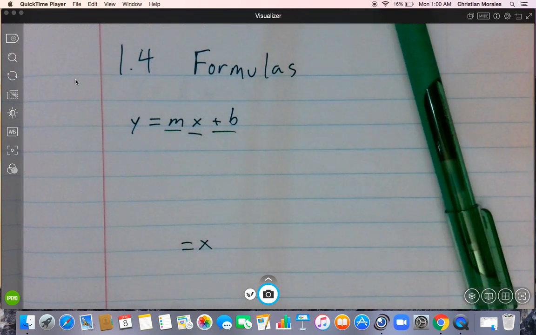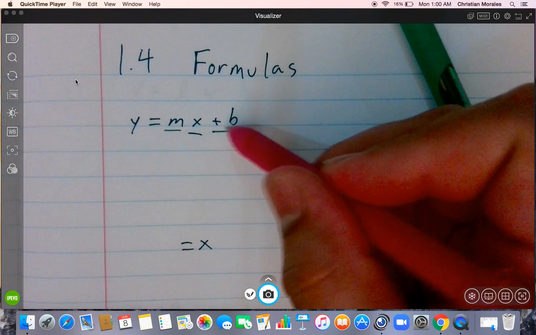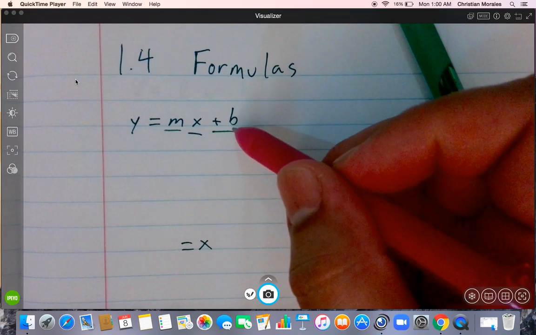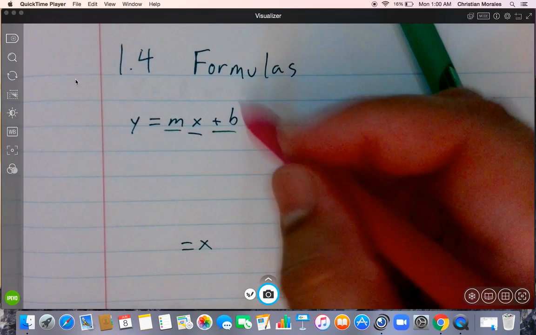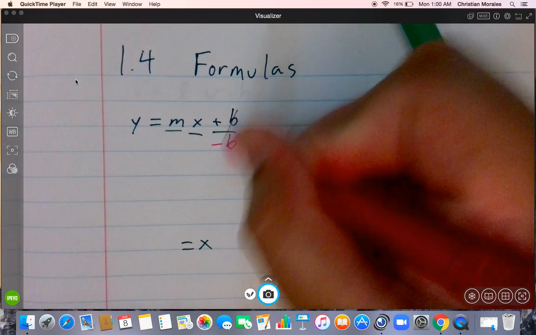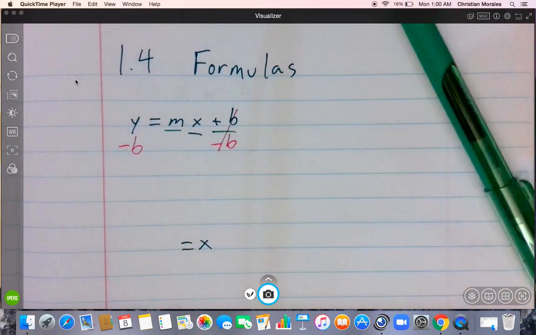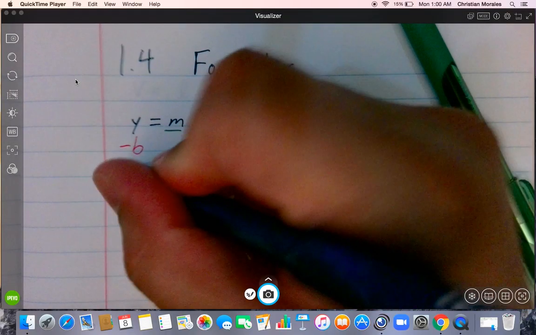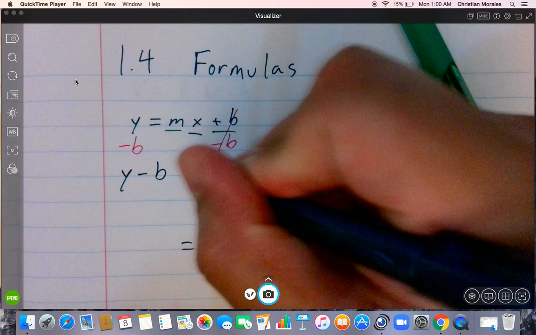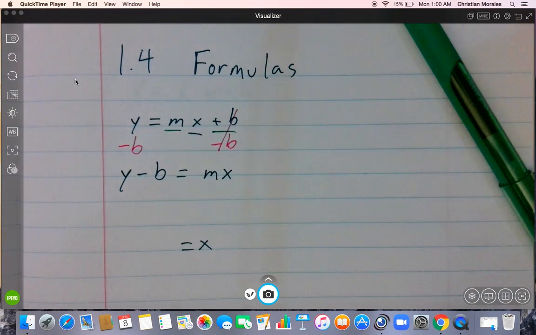So if I wanted to solve for x, I would first get rid of the plus b using inverse operations. What is the opposite of adding b? Subtracting b. B's will cancel out, and whatever you do to one side of the equation, you do to the other. You'll be left with this. y minus b equals mx. All right? Next, the m.